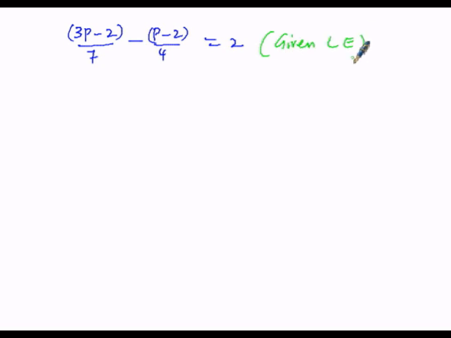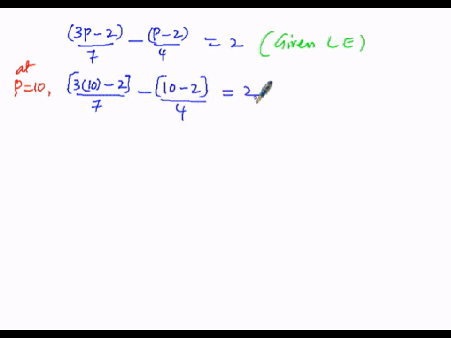So here at p equals 10, p must be replaced by 10. Since p equals 10 is the solution set or the root, we substitute p as 10: (3 into 10 minus 2) overall divided by 7 minus (10 minus 2) overall divided by 4 is equal to 2. That implies 3 tens is 30, minus 2, overall divided by 7, minus 10 minus 2 is 8 overall divided by 4, equals 2.